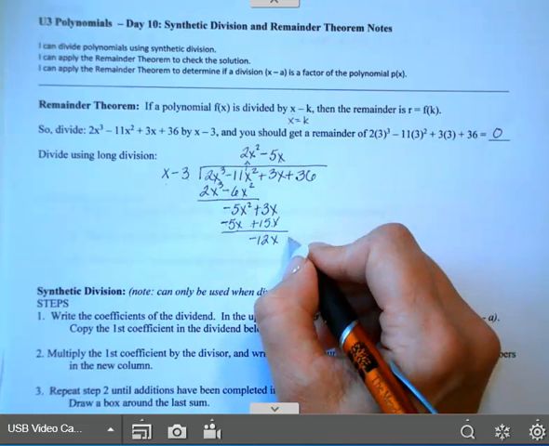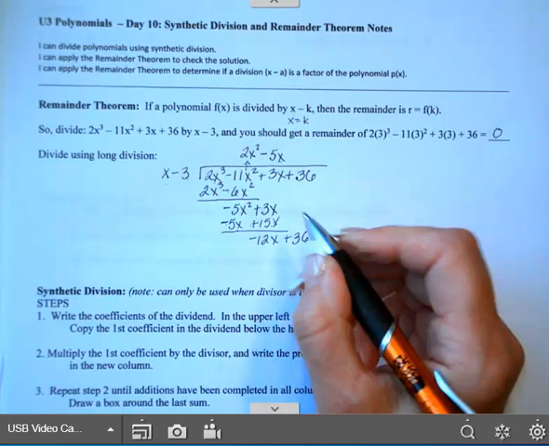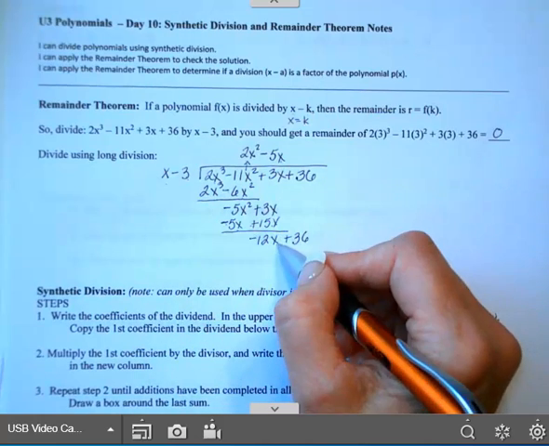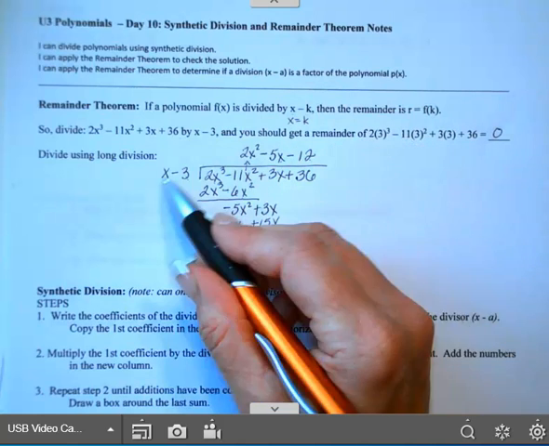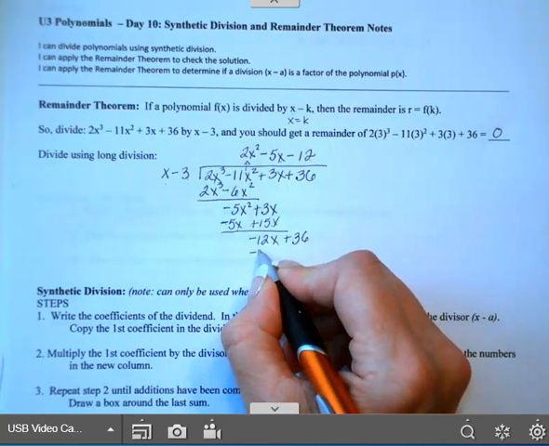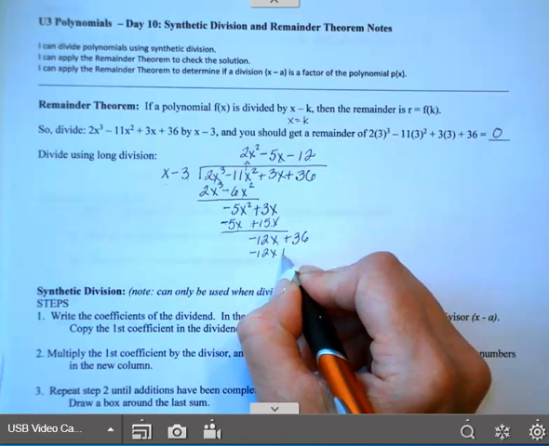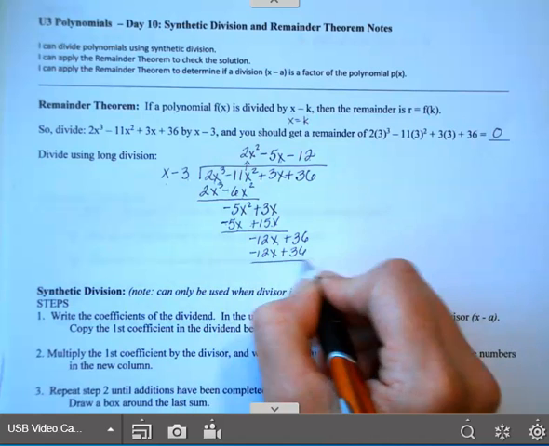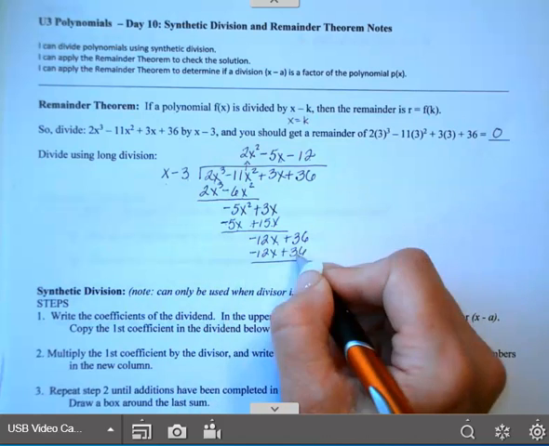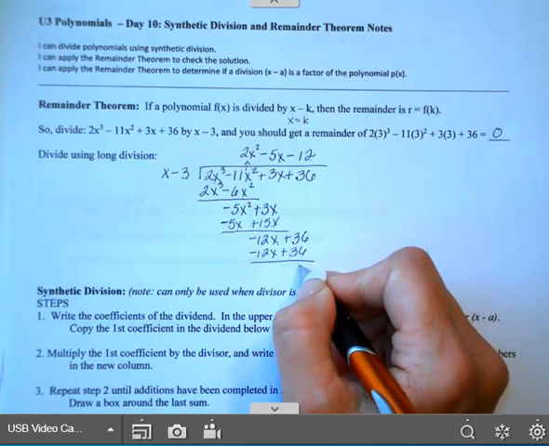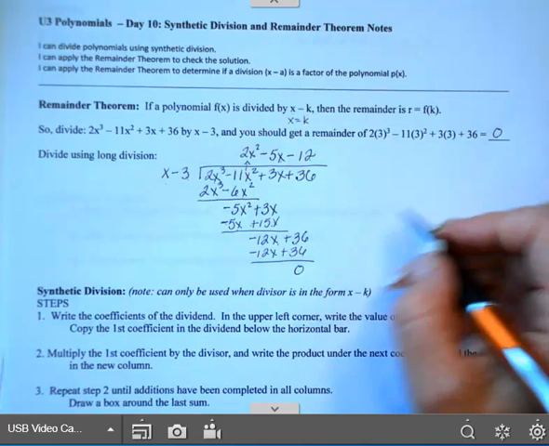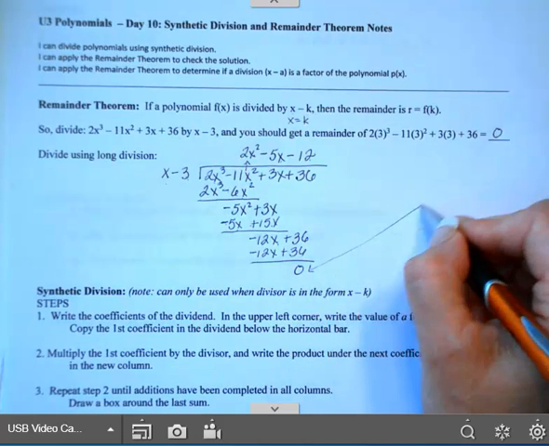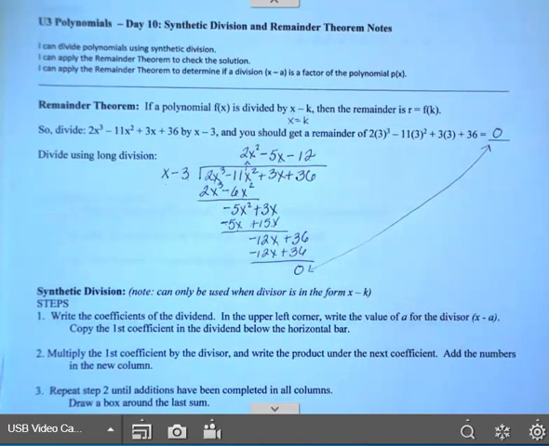Drop down your 36. X goes into negative 12x, negative 12 times. Multiply through, and you'll get negative 12x plus 36. And when I subtract, that becomes a plus. That'll become a minus here. So those both will give me 0 for my remainder. So notice the 0 here is also the same remainder I got up there.